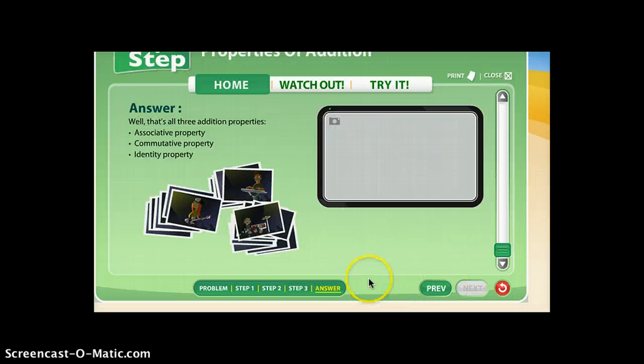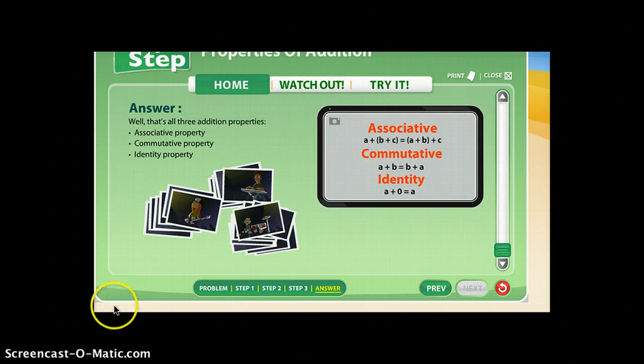Oh, that's all 3 addition properties: associative, commutative, and identity. Finding real-life examples wasn't so tough. I think we use addition all the time. We don't even realize it.